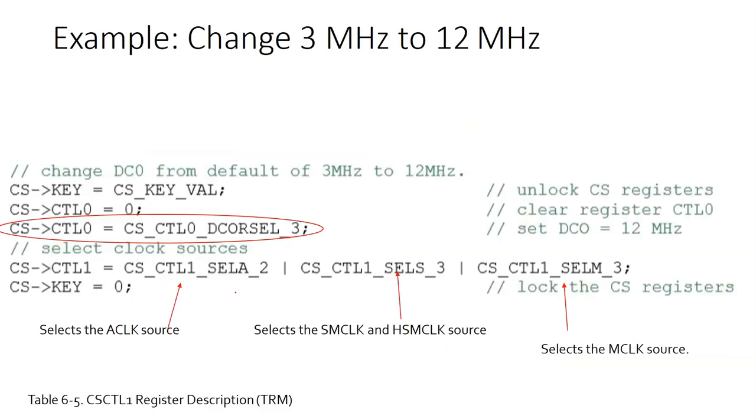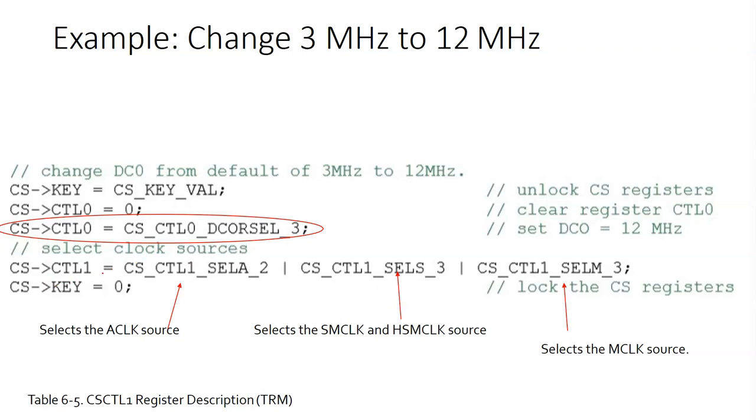The code for accessing the DCO and changing the parameters, which is found in the lab manual, looks something like this. The first thing that we need to do is set the key register to the right value so that we can enable or unlock the DCO to access it. This is a safety mechanism so that if the program started or you had wrong values written into the memory for whatever reason, it wouldn't change the setting. Once we unlock the DCO and these clock system control registers, we're going to set CTL0 to be tunable for 12 megahertz versus the default, which is 3 megahertz.